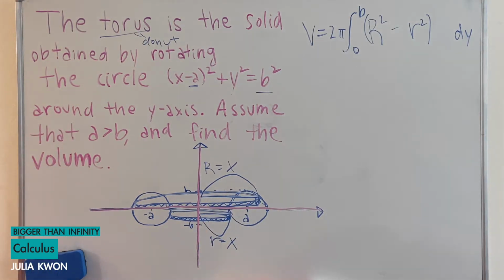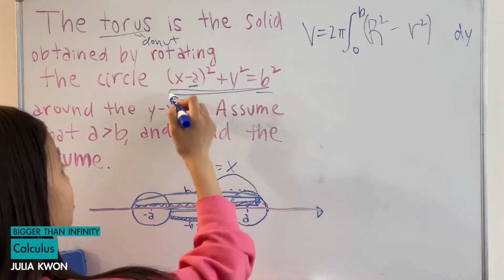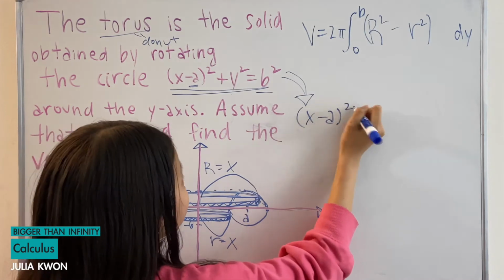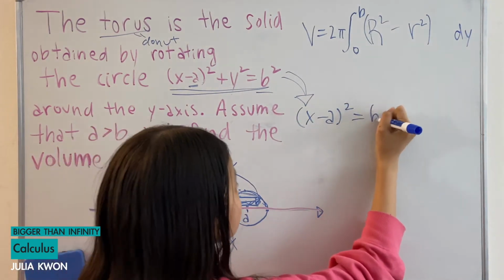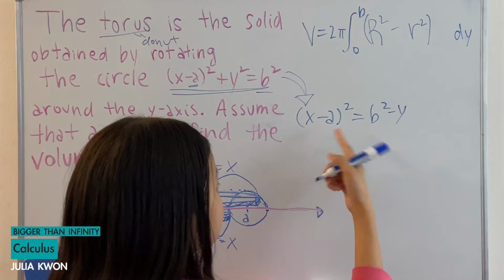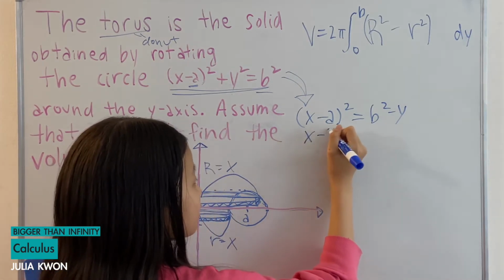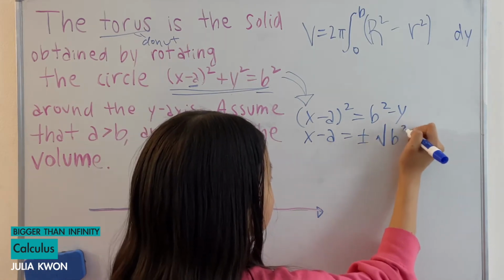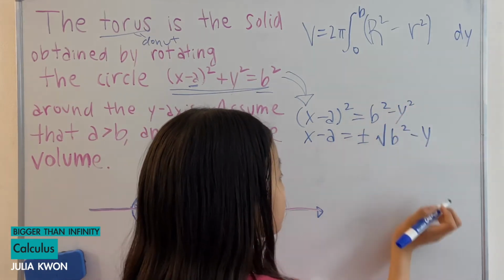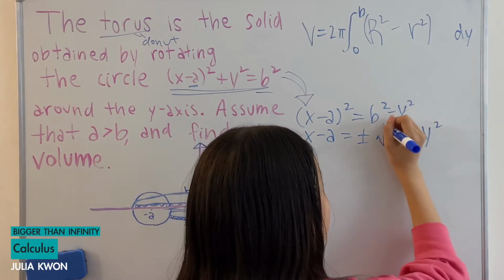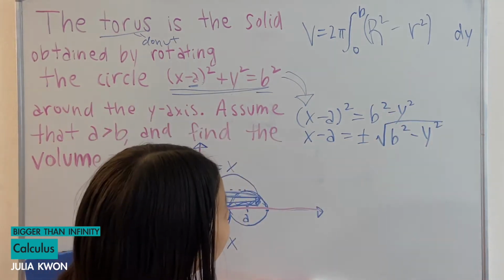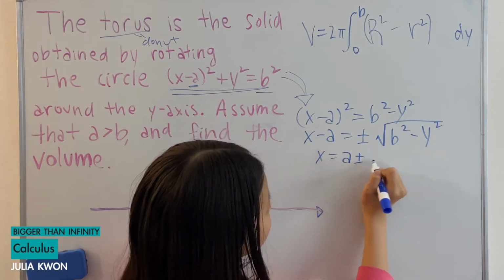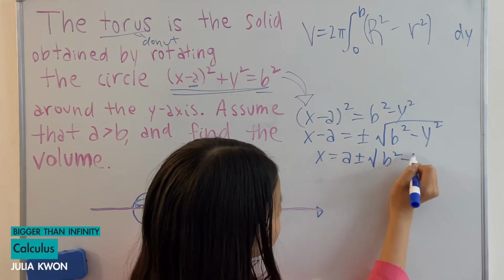But first, let's just use this equation to solve for x. Subtract y squared on both sides. Take the square root on both sides and we'll have x minus a is equal to plus or minus the square root of b squared minus y squared. There's supposed to be a square here. And add a on both sides so that you would have x is equal to a plus or minus the square root of b squared minus y squared.